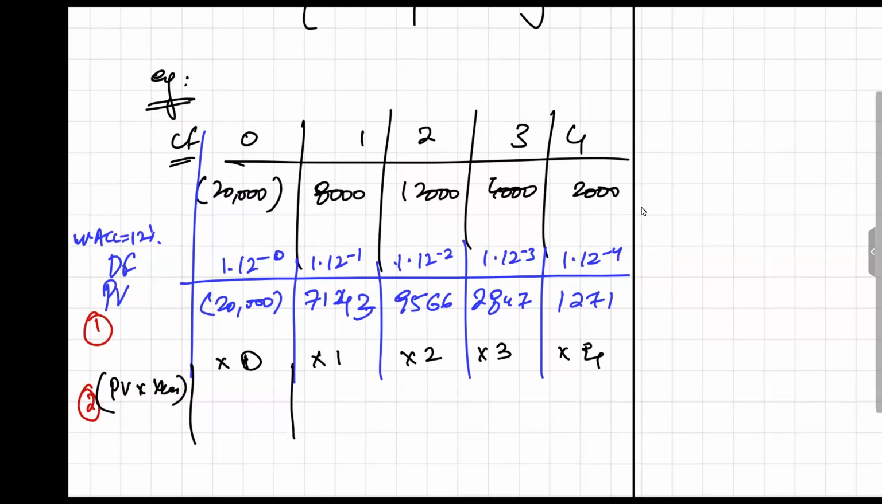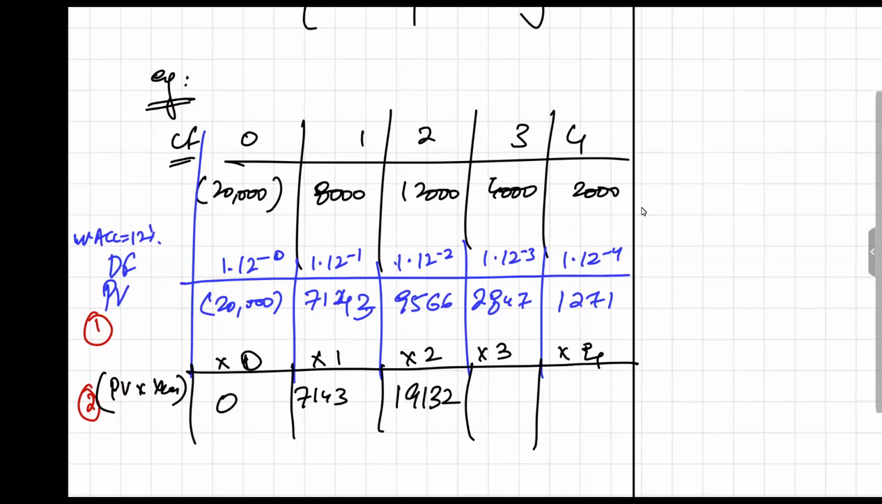So when you do this, what is going to happen? This would remain 0. Then 7143 into 1 gives you 7143. Then 9566 into 2 gives you 19132. 2847 into 3 gives you 8541. 1271 into 4 gives you 5084. So that was step number 2.